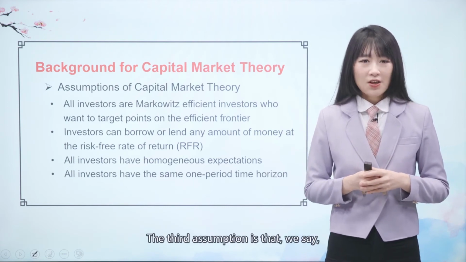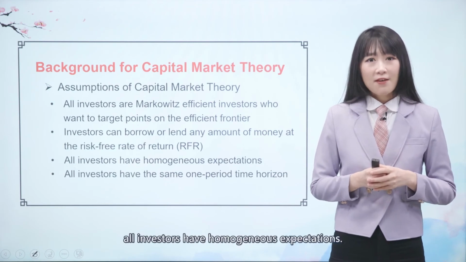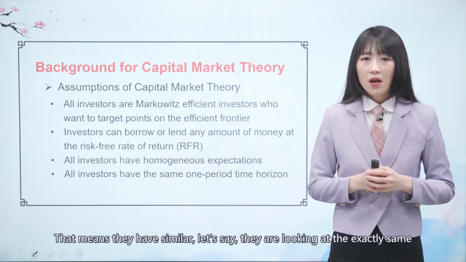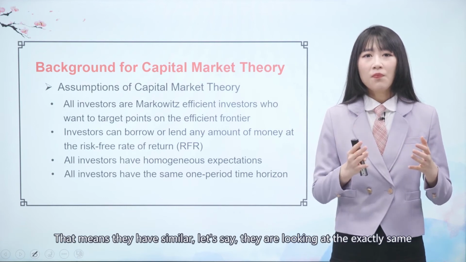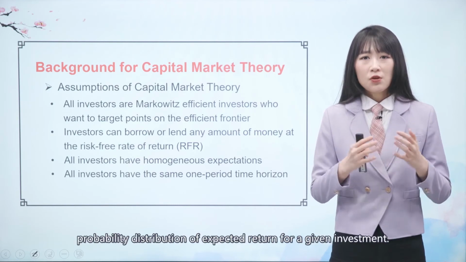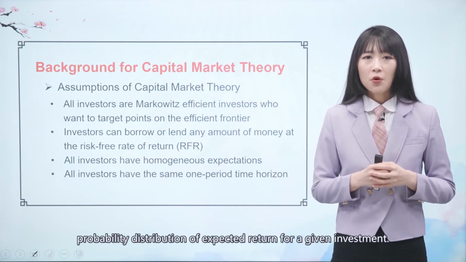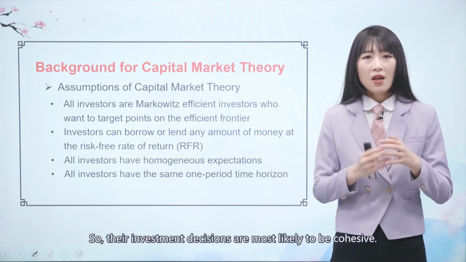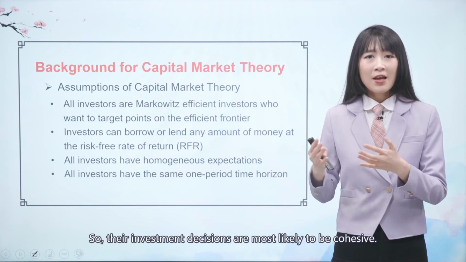The third assumption is that all investors have homogeneous expectations. That means they are looking at exactly the same probability distribution of expected return for a given investment. So their investment decisions are most likely to be cohesive.